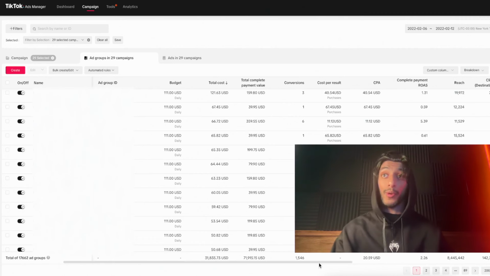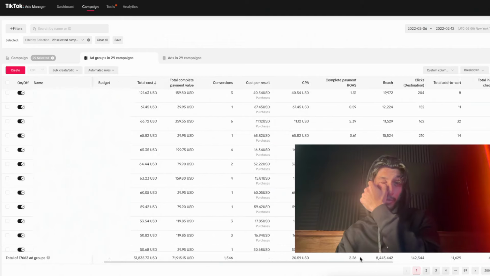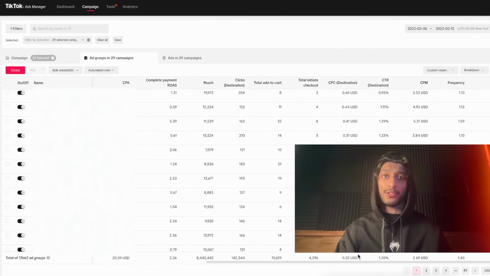That's a 2.3 ROAS tracked. So 2.5 ROAS in reality. Everything's looking pretty much the same as well. You can see here, initiate checkouts, conversion rates, everything's looking pretty stagnant.